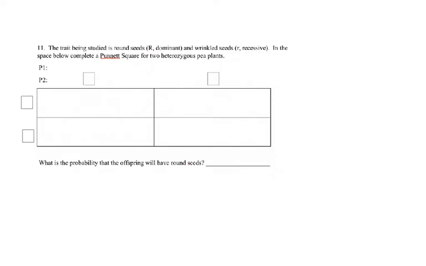Number 11, the trait being studied is round seeds. They are capital R and they are dominant, and wrinkled seeds, which are lowercase r, and those are recessive. In the space below, complete a Punnett square for 2 heterozygous pea plants. Hetero. That means different. See, they didn't give us what the parents of the plants were. They made us figure it out ourselves. So I know that since they're different, that means that they are R, uppercase and lowercase. Has to be one of each in order for it to be heterozygous.